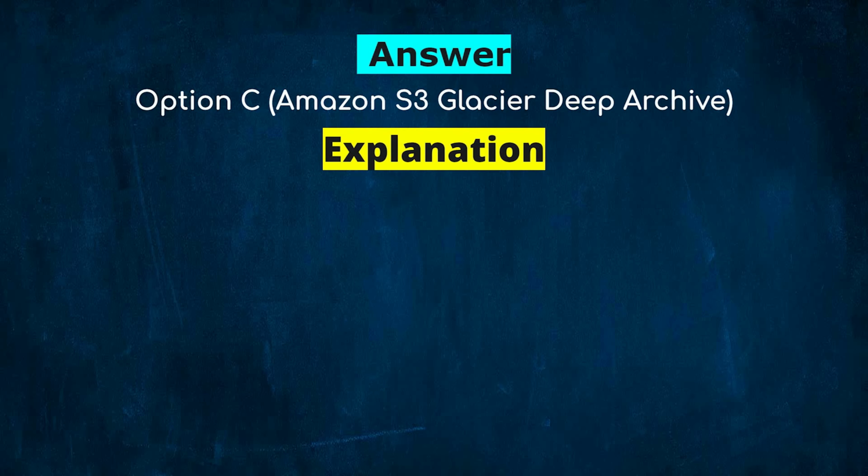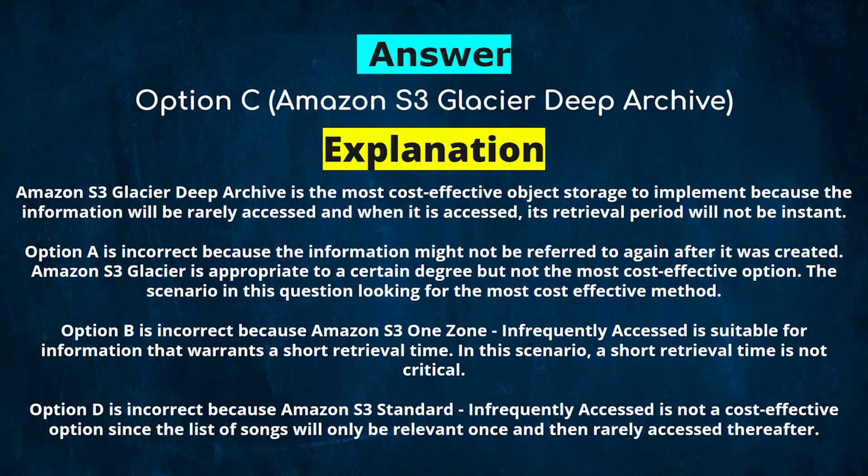Explanation. Amazon S3 Glacier Deep Archive is the most cost-effective object storage to implement because the information will be rarely accessed. And when it is accessed, its retrieval period will not be instant. Option A is incorrect because the information might not be referred to again after it was created. Amazon S3 Glacier is appropriate to a certain degree but not the most cost-effective option. The scenario in this question is looking for the most cost-effective method.